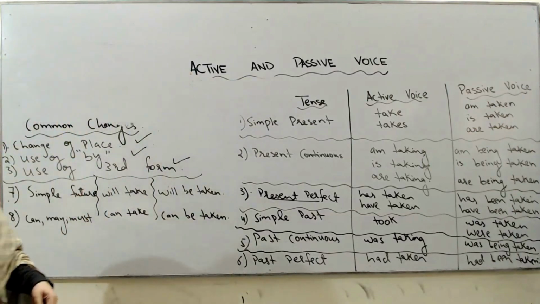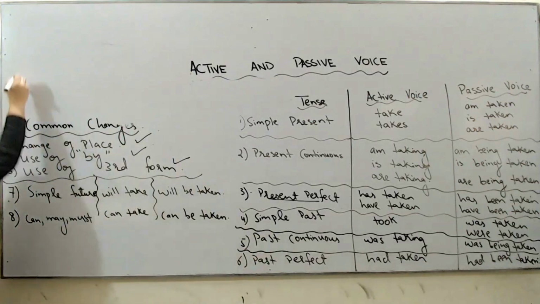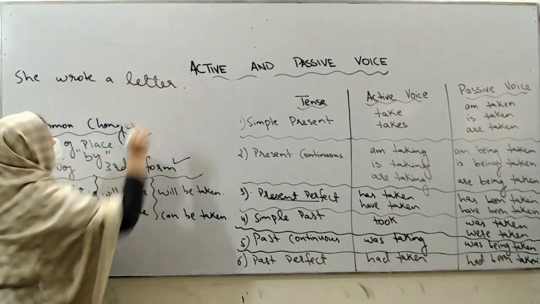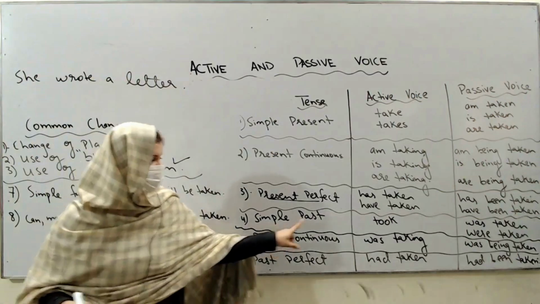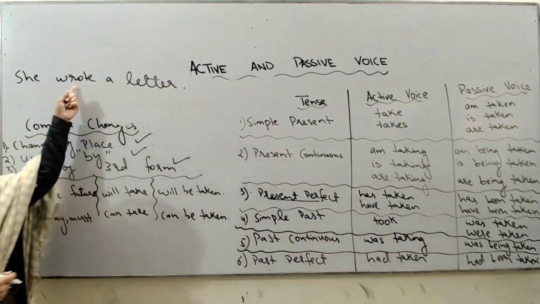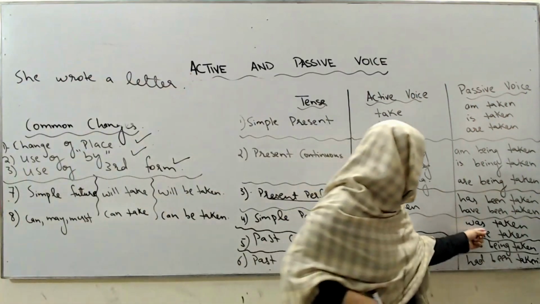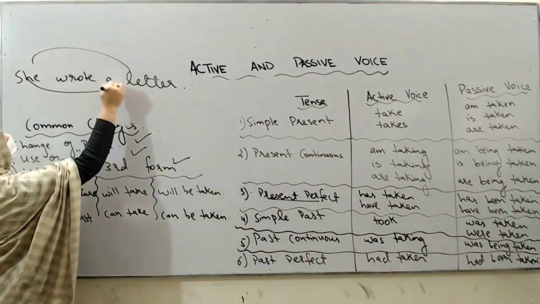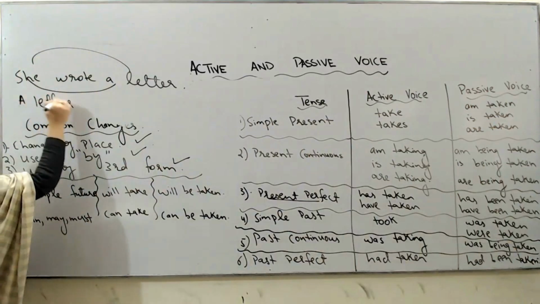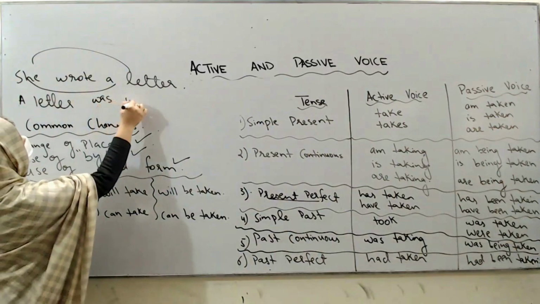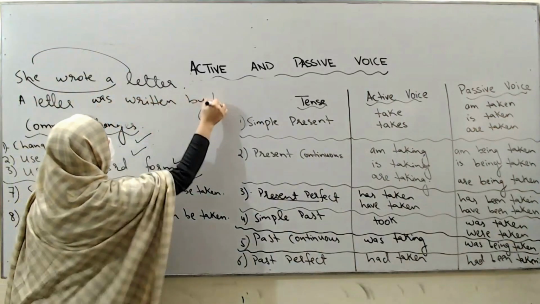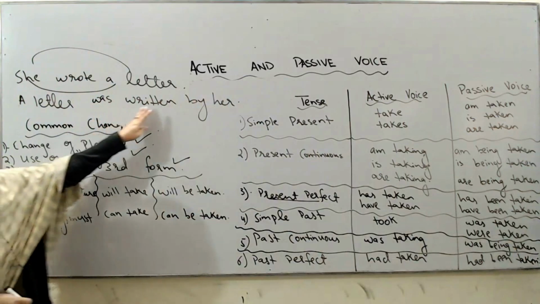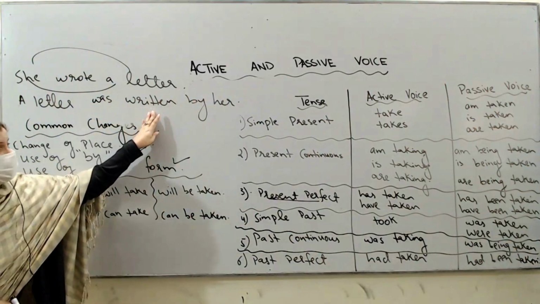Okay, next tense. Okay, simple past. She wrote a letter. Right? It's an example of what? Simple past. It takes the second form of verb. Now how will you change it? You will add was or were with the third form of verb, right? So what I will do here? Again, change of place. A letter was written by her. Right? So I have added was, which I have seen from the table, and the use of third form, which I told you that you will always use in passive voice.